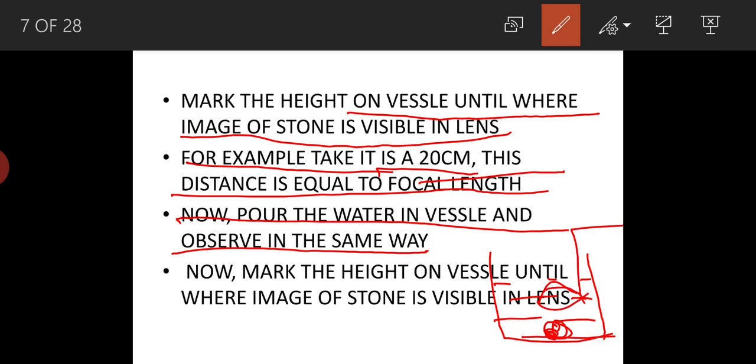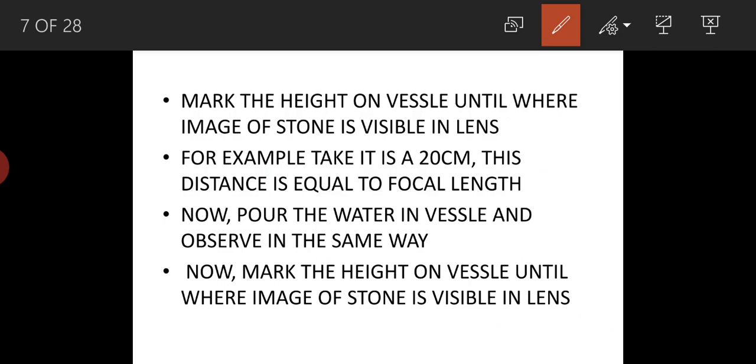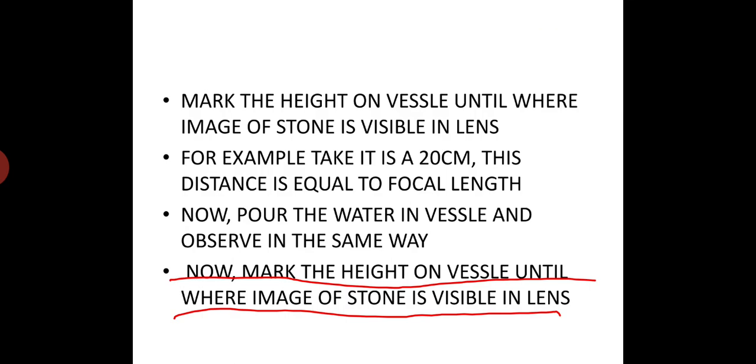In this way, slowly lift the convex lens and mark the point until where you can see the image of the stone in the lens. Mark that height. Beyond that height you cannot see the virtual image of the stone, because till one point only, it means till the focal length only, the lens will form a virtual image. Beyond the focal length, the lens will not form a virtual image.